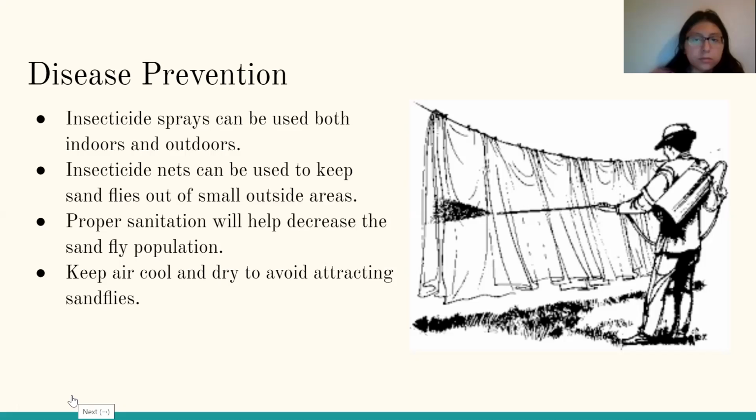Sanitation and cleanliness can easily be implemented into the Mediterranean lifestyle, so this may be the primary use of disease prevention. Also, since the Mediterranean has very humid, warm weather, although you cannot control the weather outside, it would be wise for people to use air conditioners or fans and dehumidifiers to keep the air cool and dry to keep sandflies away.